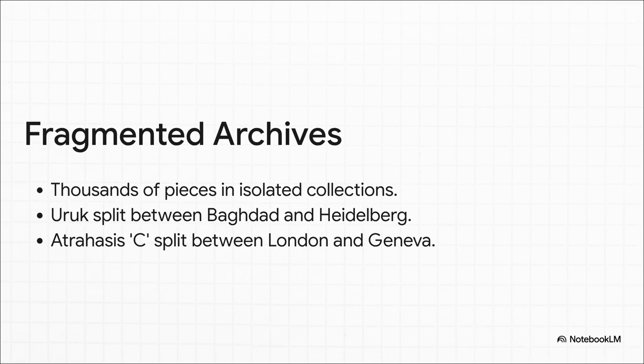To put that in perspective, fragments from the exact same archive in Uruk are split between the National Museum in Baghdad and Heidelberg University in Germany. Or the Atrahasis sea tablet, one piece is sitting in the British Museum in London and another is hanging out at a museum in Geneva. Because trying to physically reassemble pieces separated by thousands of kilometers is pretty much impossible, historians now have to rely on a process called virtual provenance tracking to reunite them.